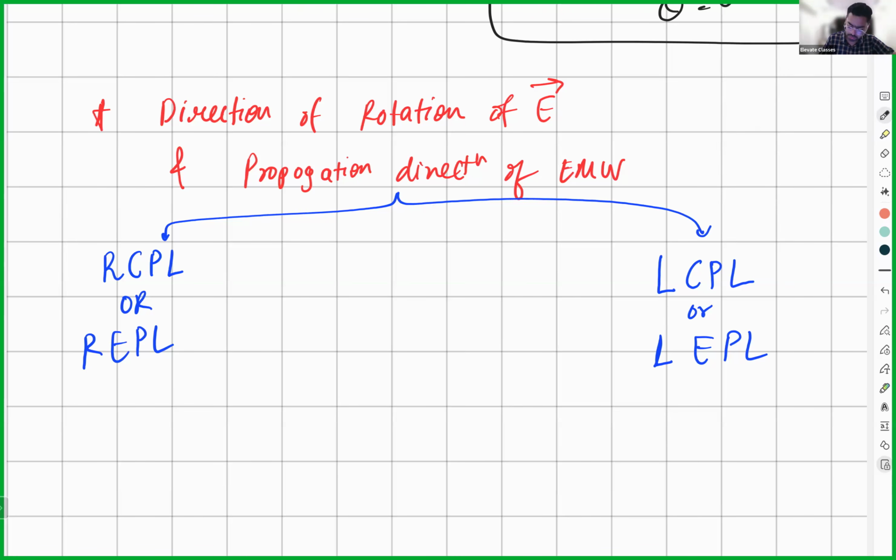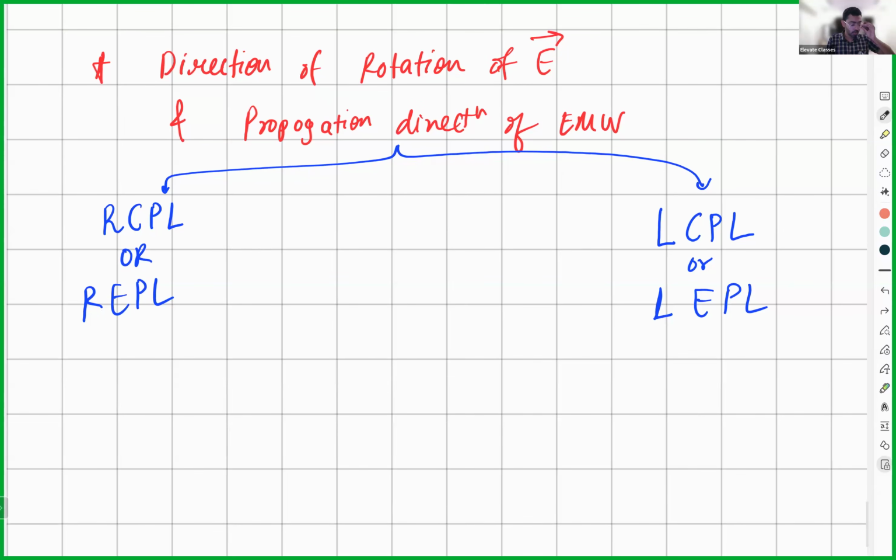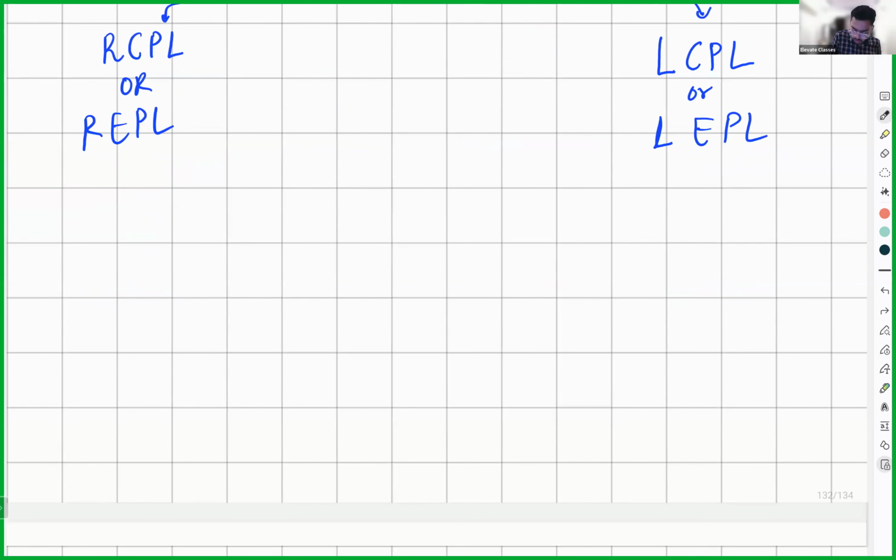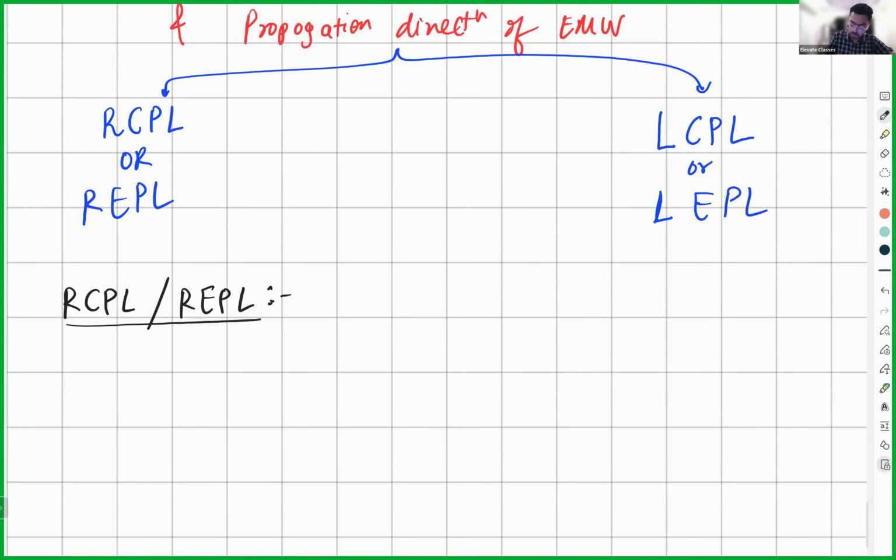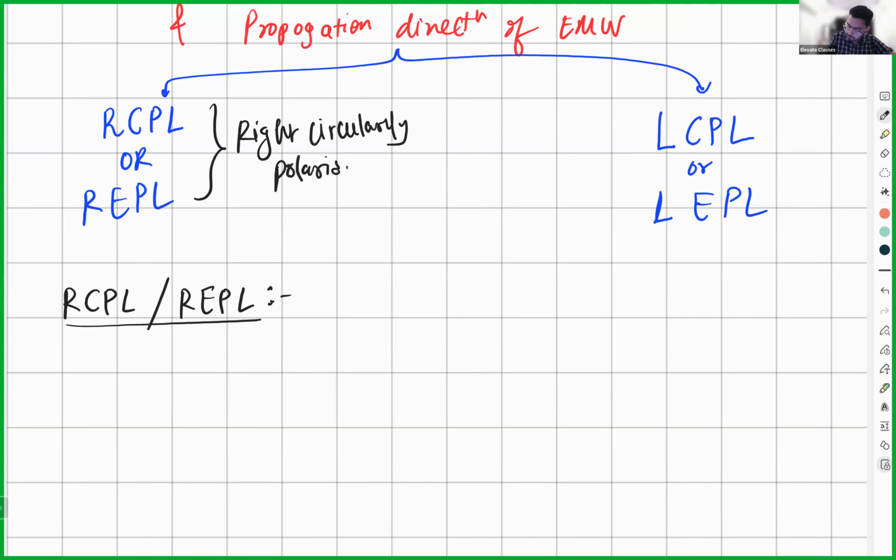Now it is not that this is clockwise and this is anti-clockwise. There is nothing as such. Both can be clockwise or anti-clockwise depending on the case. So let us write the definition of RCPL or REPL, right circularly polarized light. RCPL is right circular and REPL is right elliptical.